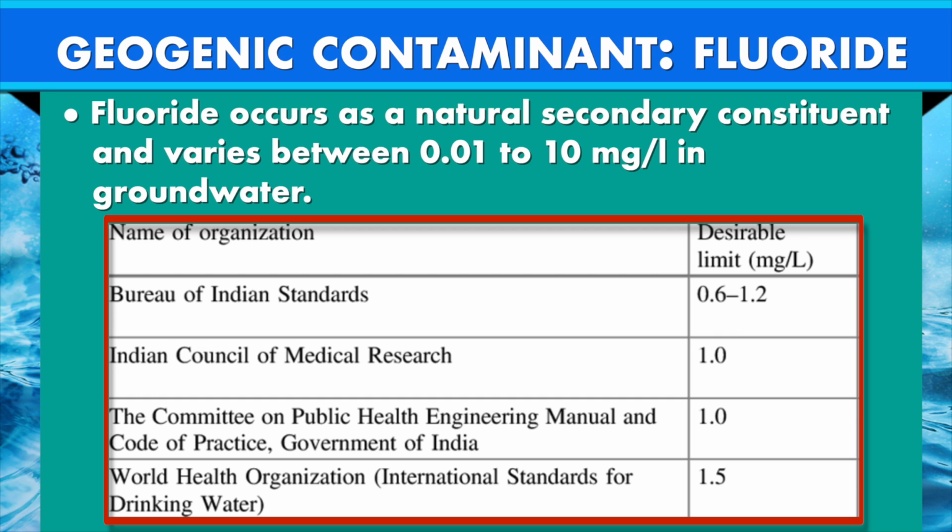The Bureau of Indian Standards recommended 1 mg per liter as the acceptable limit of fluoride in drinking water. However, in the absence of an alternate source, the permissible limit is 1.5 mg per liter. The WHO's prescribed guideline value for fluoride is 1.5 mg per liter, and its presence in excess makes it one of the major geogenic contaminants.